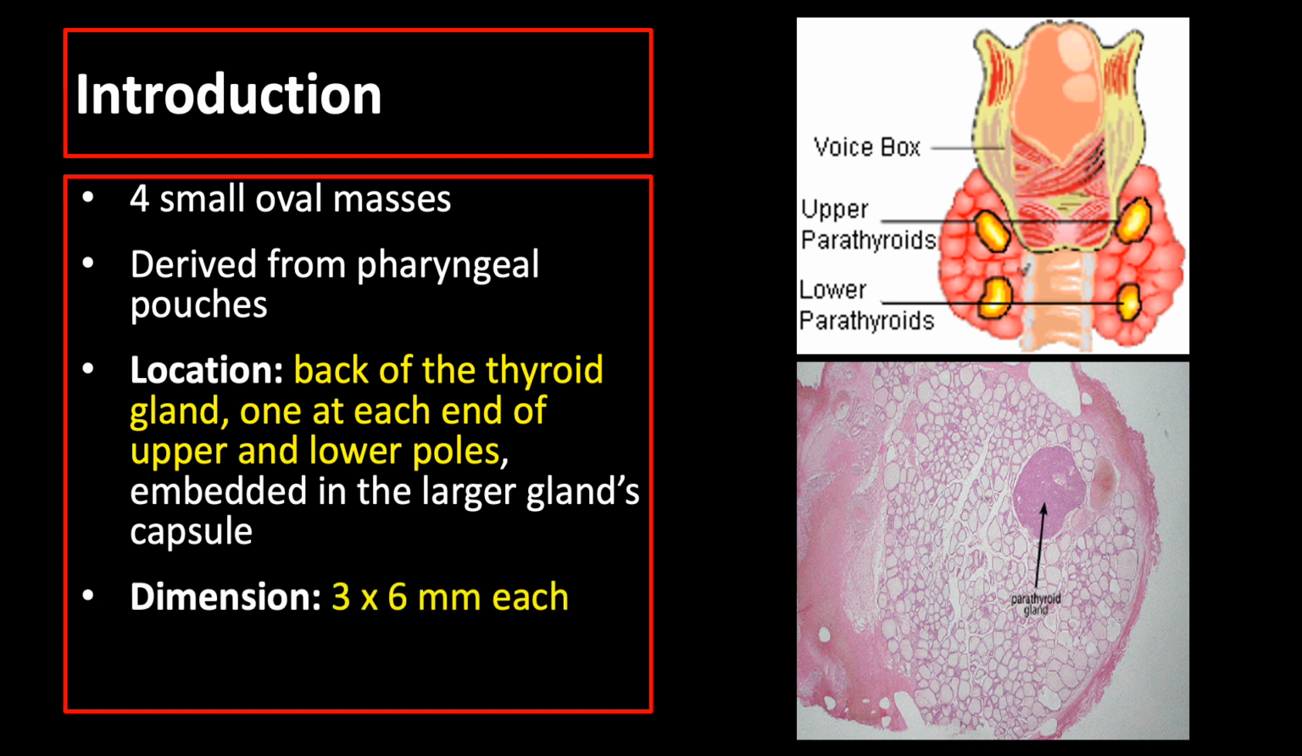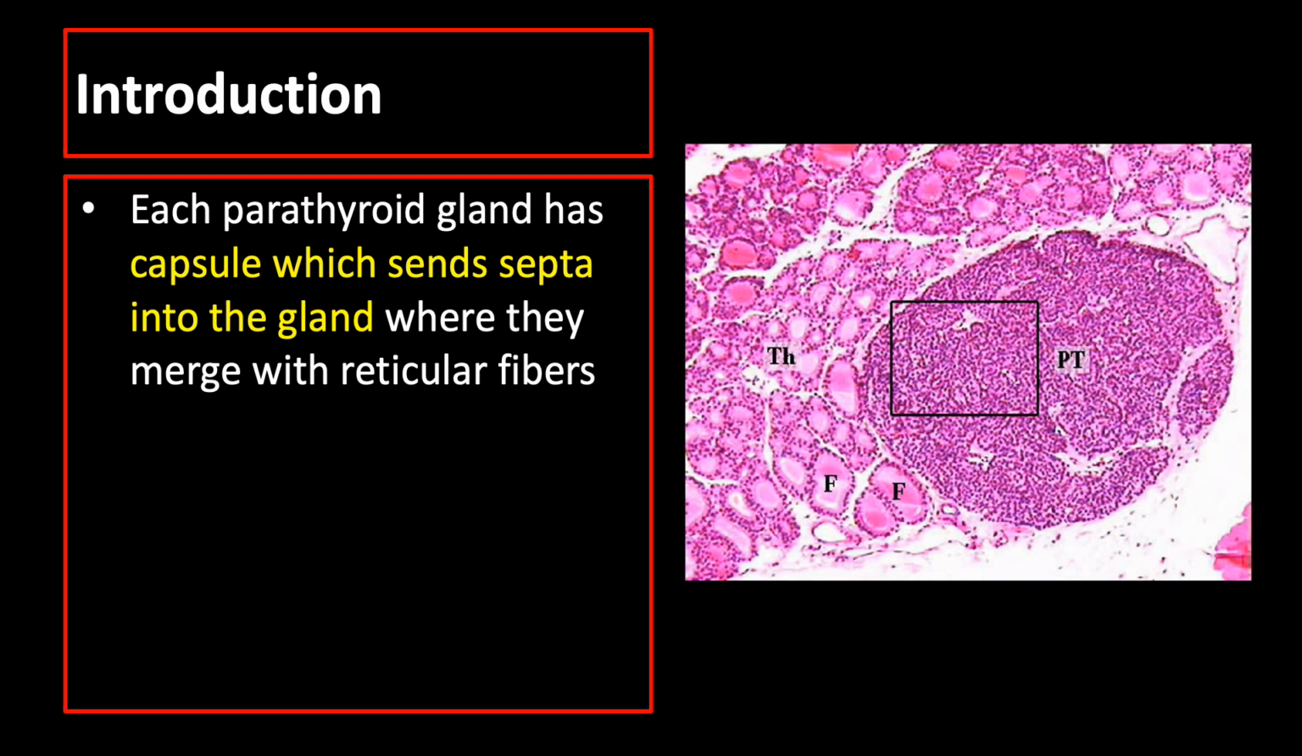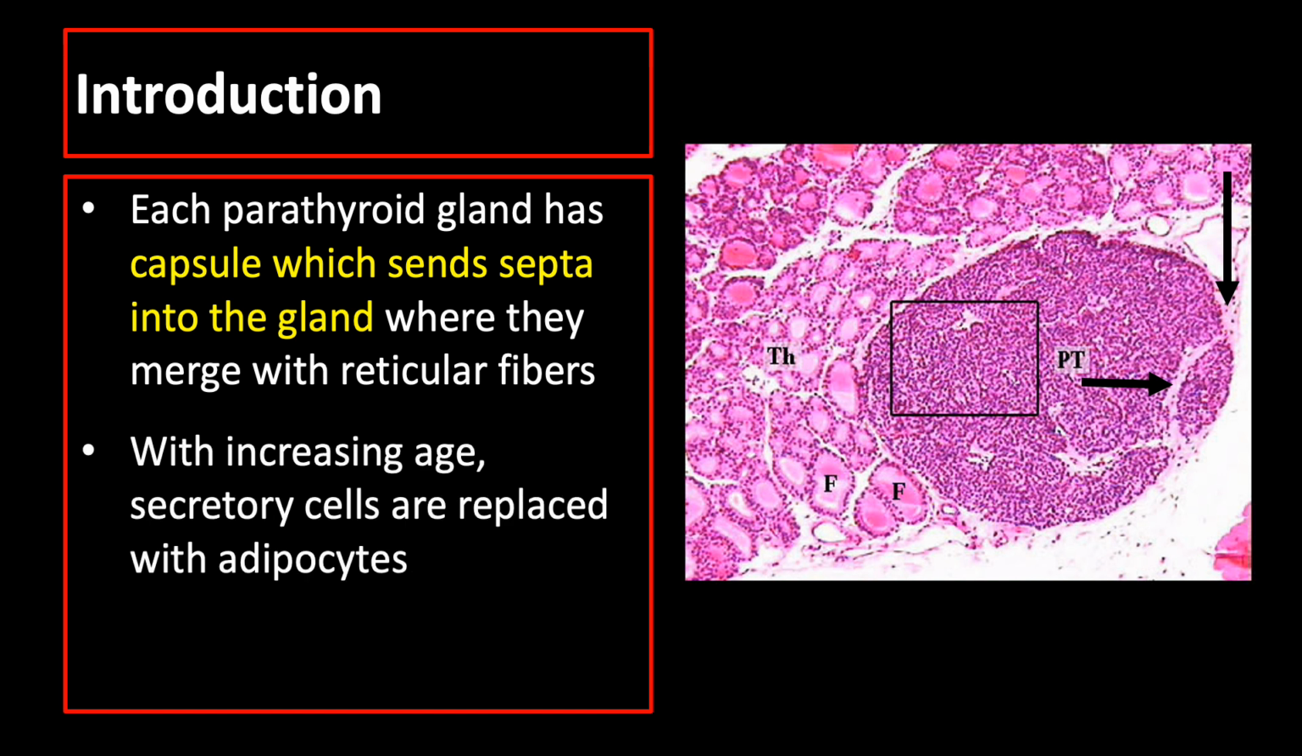Each measures 3 by 6 millimeters with a total weight of 0.4 grams. Each parathyroid gland has a capsule which sends septa into the gland where they merge with reticular fibers. And with increasing age, secretory cells are replaced with adipocytes.